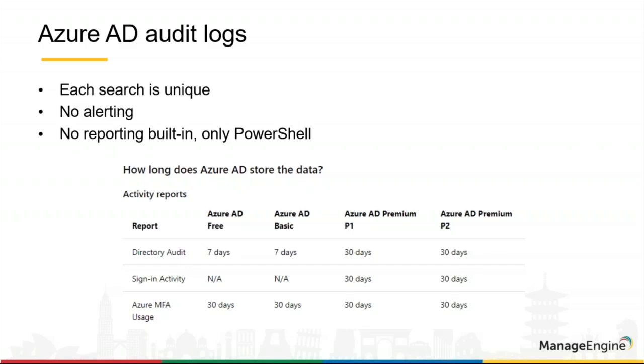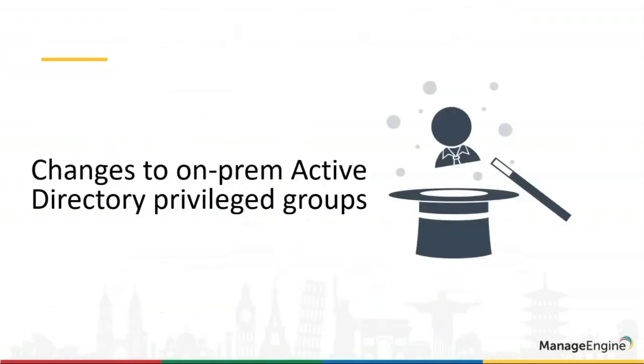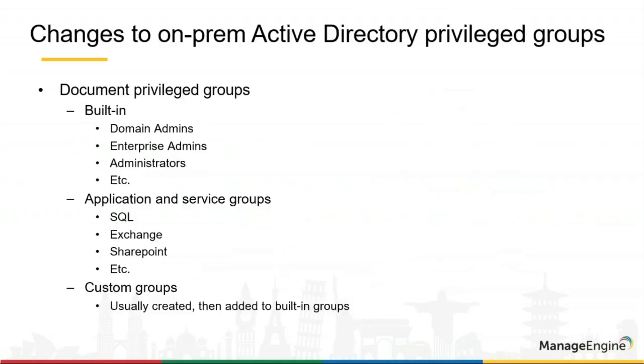All right. So what are we going to look for? Changes to on-prem privileged groups. Now, what I want to do is break down the groups for you into 3 categories. I always find that administrators kind of flinch when they have to think about documenting their privileged groups, and I don't want you to have that problem. First and foremost, you have built-in privileged groups. These would include Domain Admins, Enterprise Admins, Administrators, Group Policy Creator Owners, and the like, okay?